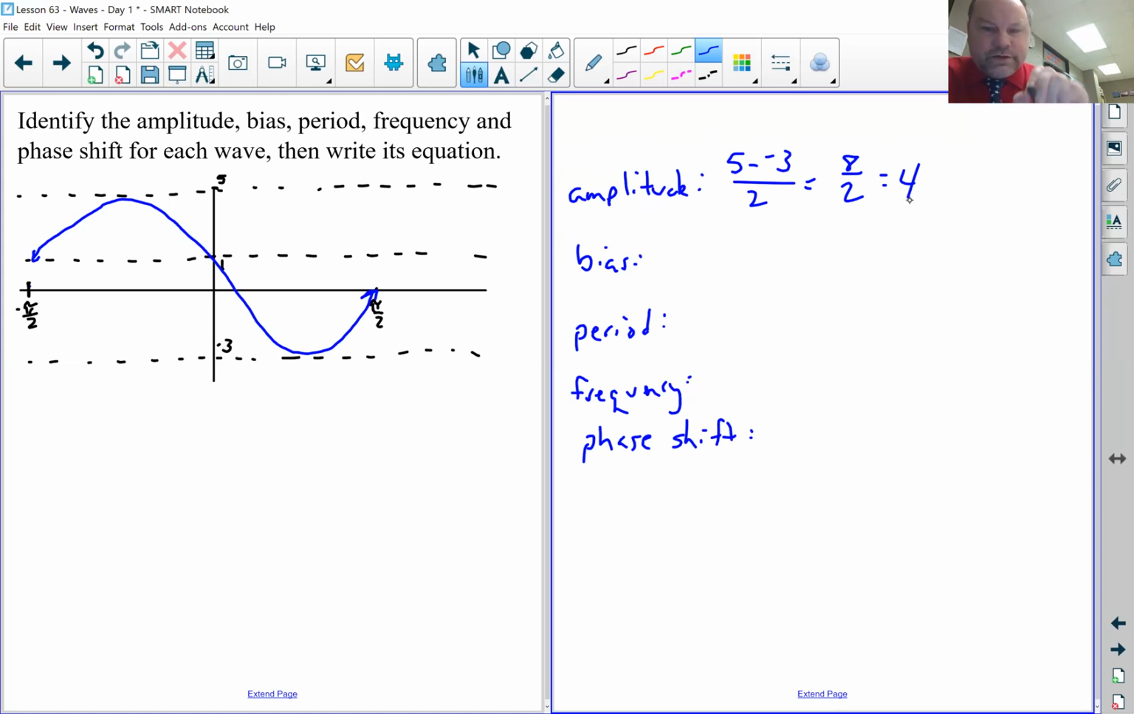Now, once you know the amplitude, you can figure out the bias. Okay? And what you're going to do is take the maximum minus the amplitude. So in this case, it would have a bias of 1.